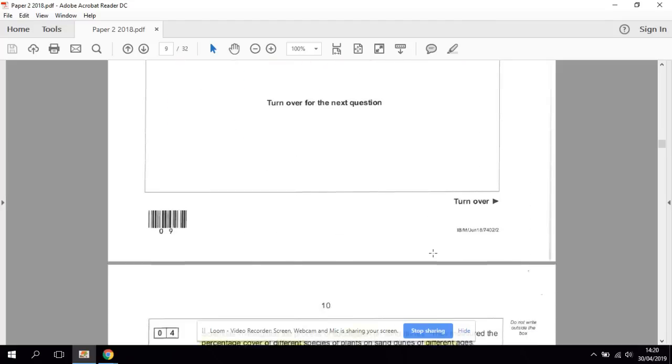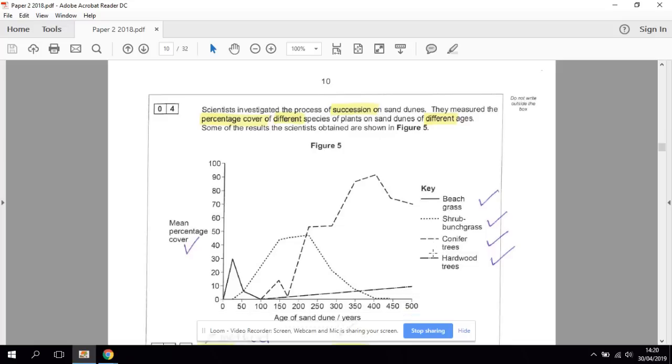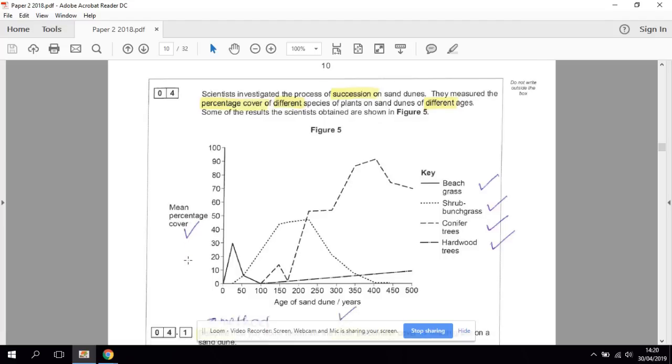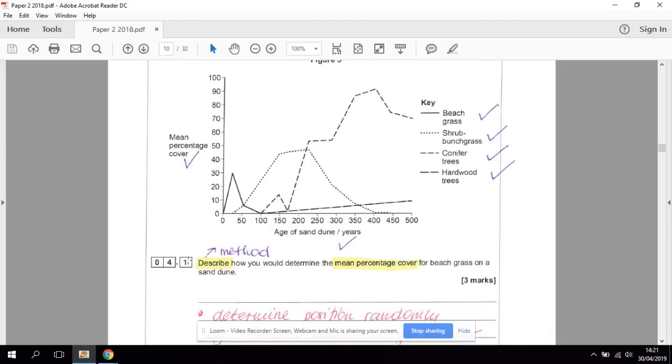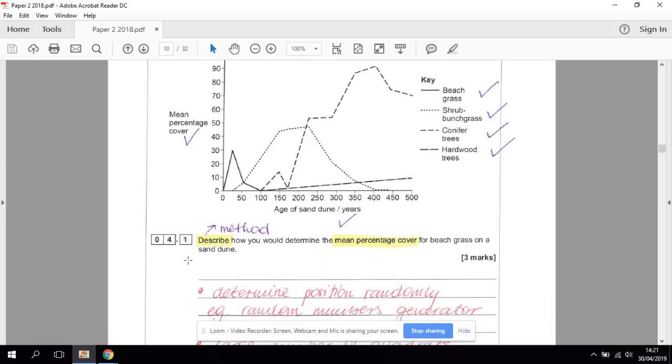So question number 4 is about succession, and they measured the percentage cover of different species. We've got those different species here, and we've got a key for those at different ages. The age is in here, and the percentage cover just there. So what we need to do is describe the method, so give the method of how you would determine the mean percentage cover for beach grass on the sand dune. So the method, how can you do it? Make sure it's something that people can follow and do really easily.